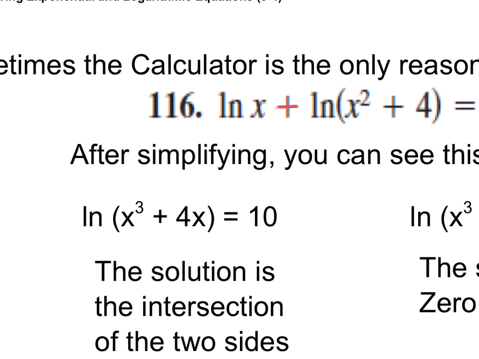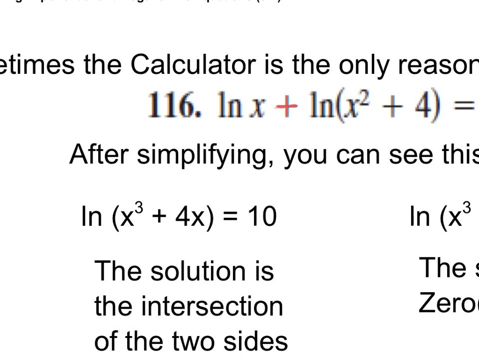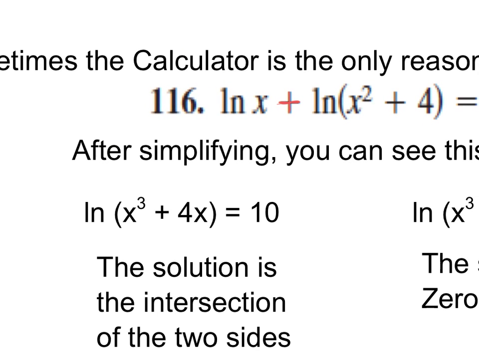Now, if I were to rewrite this in exponential form, I would have what? e to the 10th equals x cubed plus 4x. And how in the world are we actually going to solve that? Well, it's not a quadratic, it's a cubic, and we can't use the rational zero test because e is not a rational number, so we're kind of stuck, right? You just have to put it into the calculator.